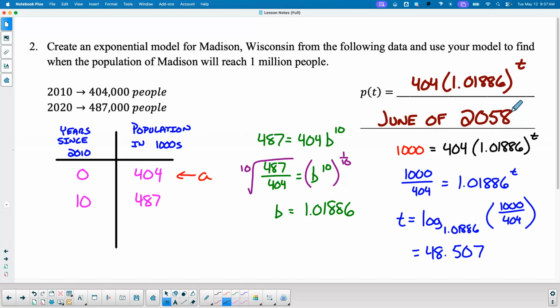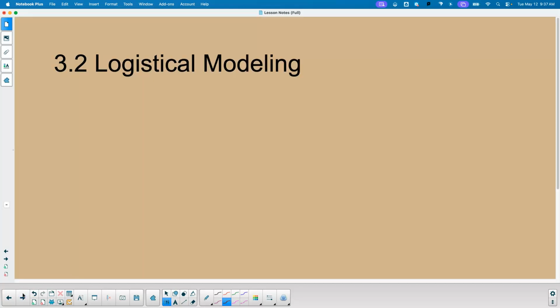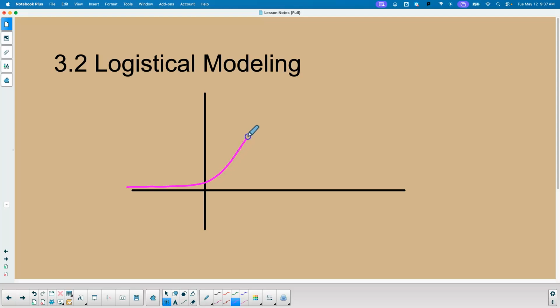So that unchecked growth isn't necessarily the best way to model data in real life. So what we have in place of it is something called a logistical model. Now, a logistic starts out looking like an exponential function. So it starts out and it grows exponentially, but then there comes a tipping point where that growth slows and it flattens out and it ends up being like this. This is a logistical function.